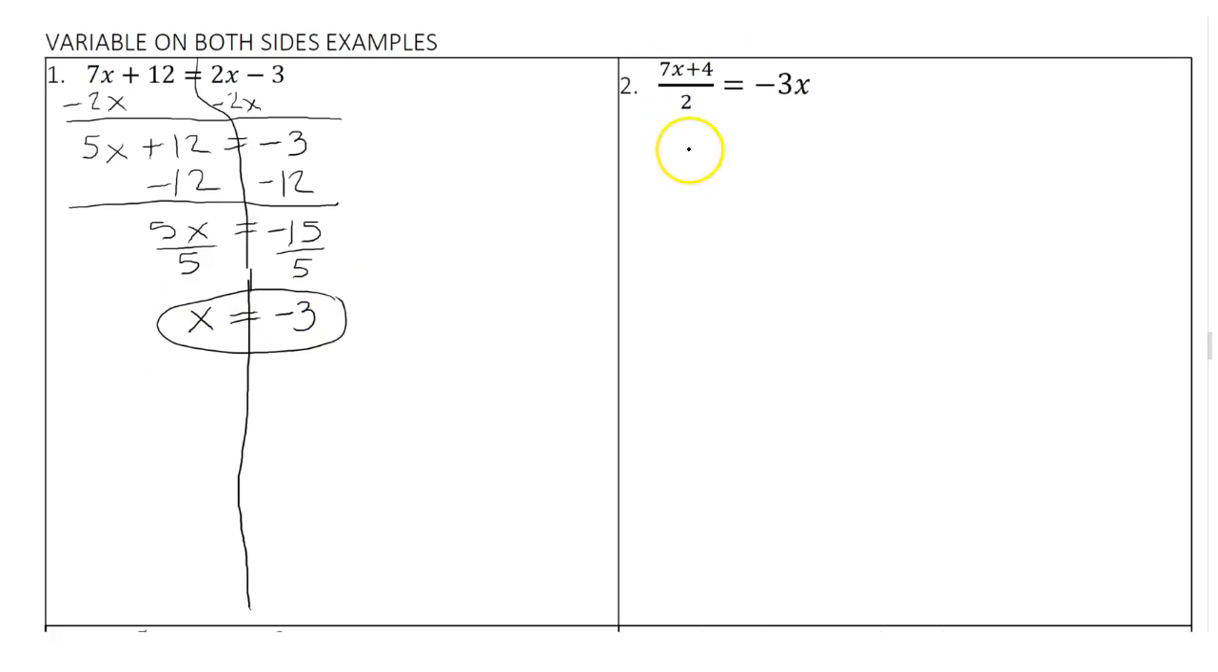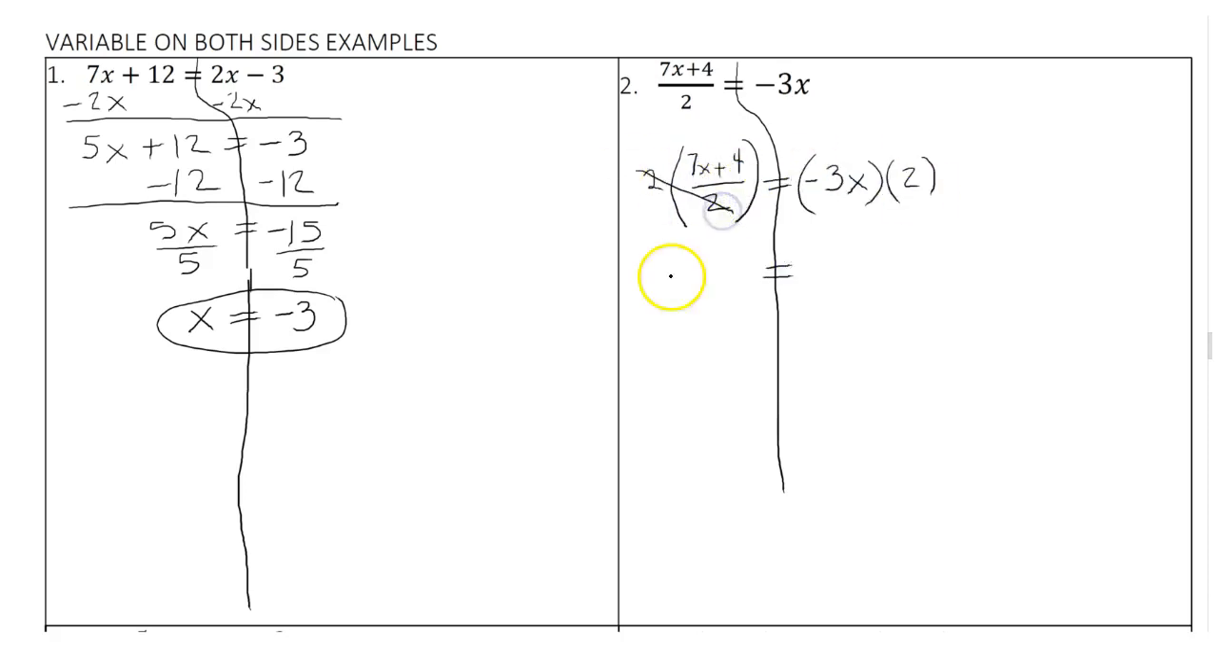In example 2, we cannot really begin until we've eliminated the denominator from the expression on the left. So the first thing before we begin is to multiply both sides of the equation by 2. This gives us 7x plus 4 on the left and negative 6x on the right. Once again, we have a variable on both sides of the equation.